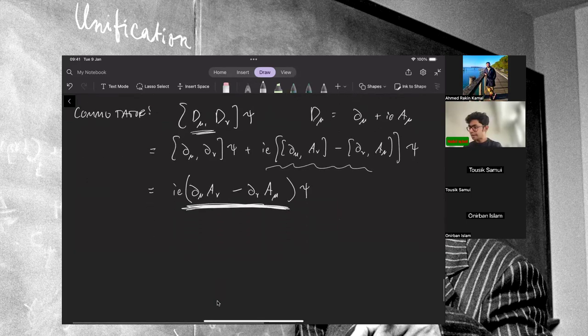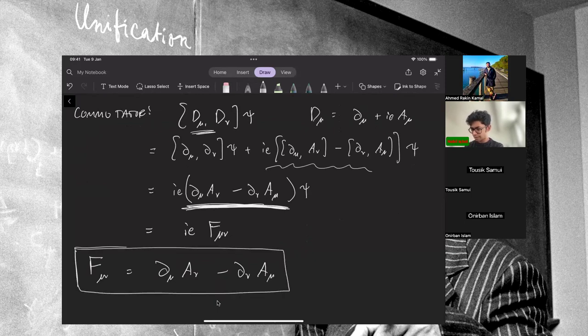And this number is actually important. Let's give it a name. We're going to call this i e times F mu nu, where F mu nu is called the field strength tensor. Okay, and it's defined like this. F mu nu is the field strength tensor.